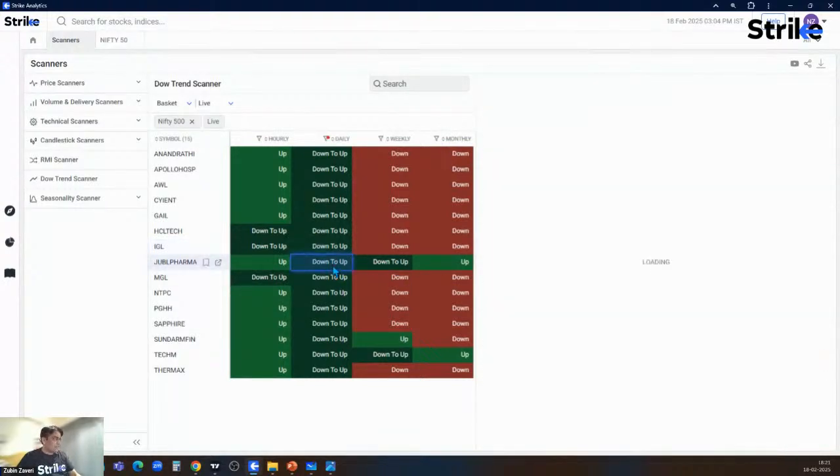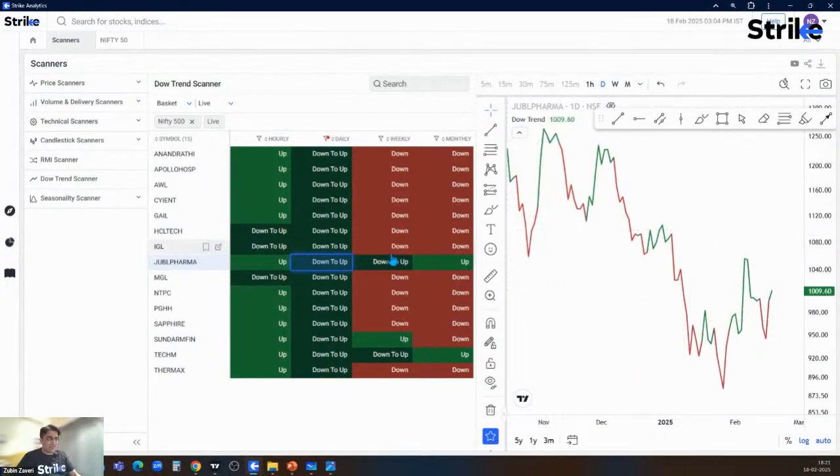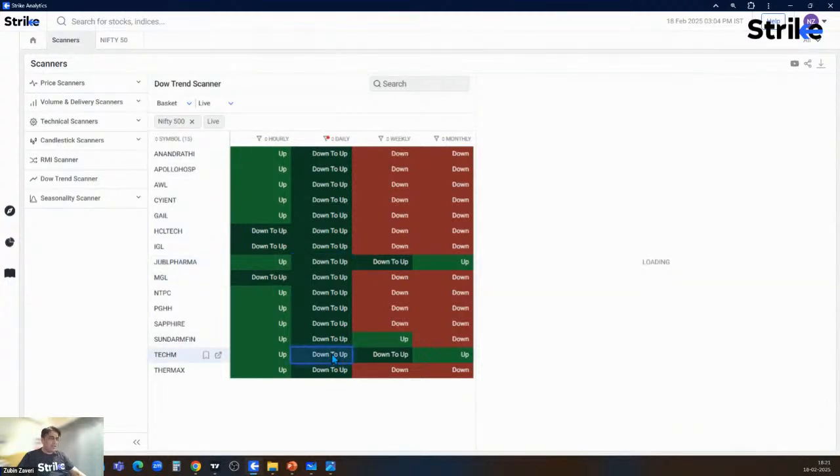So nothing much. Jubilant Pharma. Okay, Jubilant Pharma as well. So like this, on the daily time frame chart, you will understand. All right. Let's look at now.